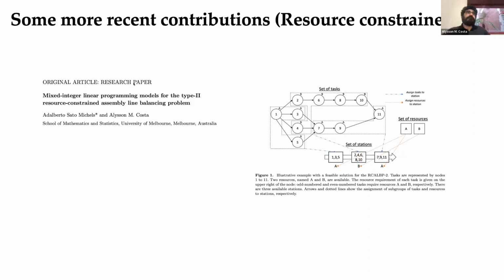In one of his papers, he deals with the idea that, on top of assigning the tasks, you also need to assign resources that might be expensive. So you need to assign resources to the stations. And of course, the resources that you need to assign depend on the tasks that you have in the station. So there is another level of combination there, if you like.